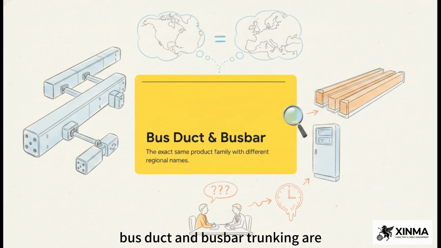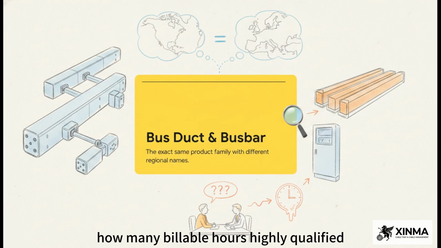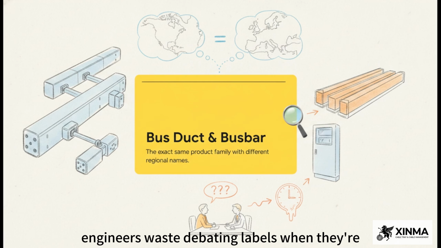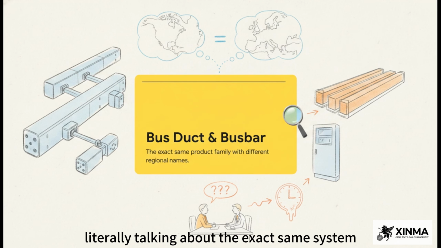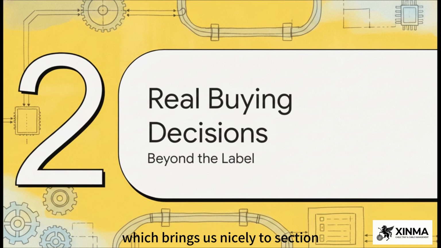Bus duct and bus bar trunking are the exact same product family. They are literally identical. The only difference? Regional naming conventions. That's it. It's actually kind of funny when you think about how many billable hours highly qualified engineers waste debating labels when they're literally talking about the exact same system. Which brings us nicely to Section 2, the real buying decisions.